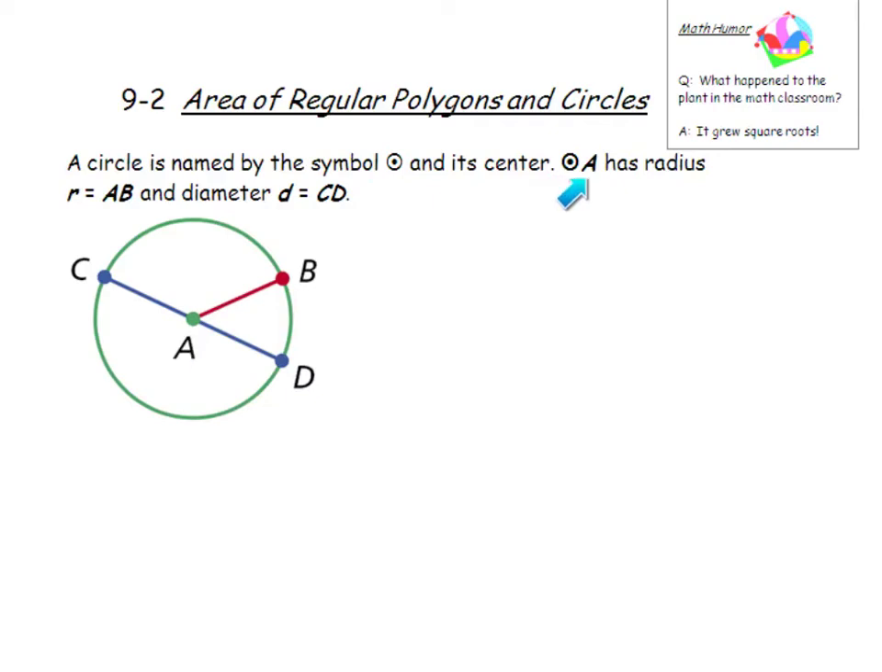And a radius of the circle is the segment that connects the center of the circle to a point sitting on the circle itself. So our radius here is AB, or we can even talk about the diameter, which in this instance is segment CD, and both of the endpoints of the diameter sit on the circle, whereas it has to go through the center of the circle.